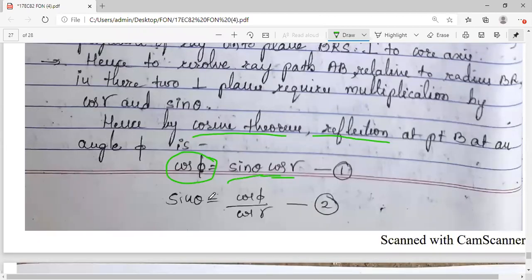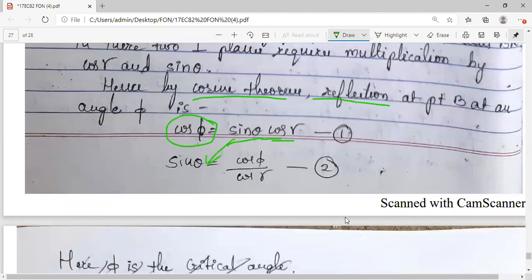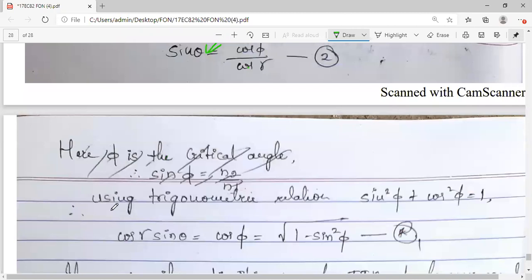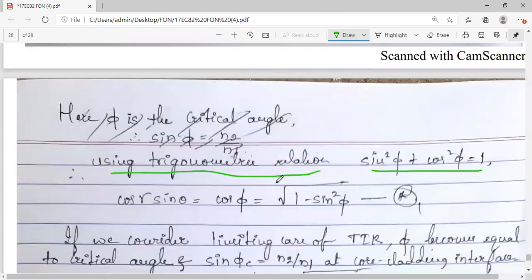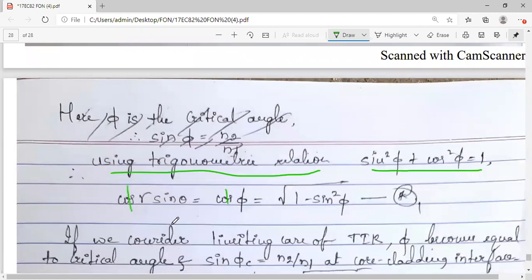With this, sine theta will be equal to cos phi by cos gamma. Further, remember, everything is mathematical. Using the trigonometric relation, sine square plus cos square equals 1, cos phi is equal to the square root of 1 minus sine square. In the LHS, I will keep it as it is, cos gamma and sine theta. Instead of cos phi, I will write the square root of 1 minus sine square.